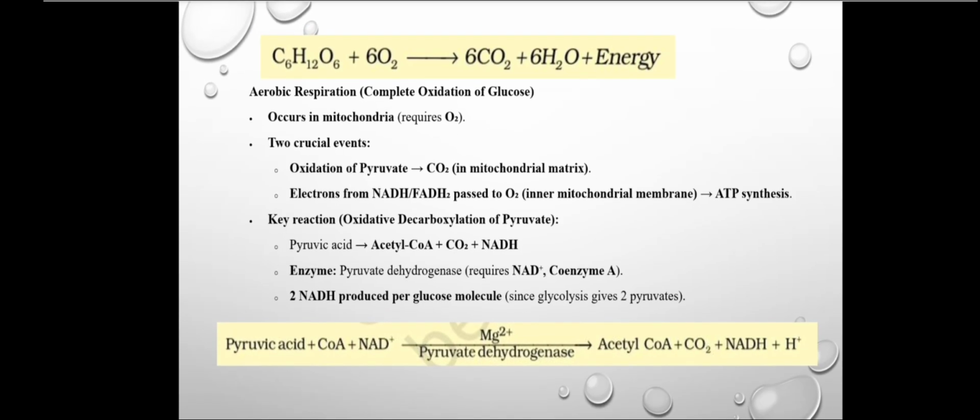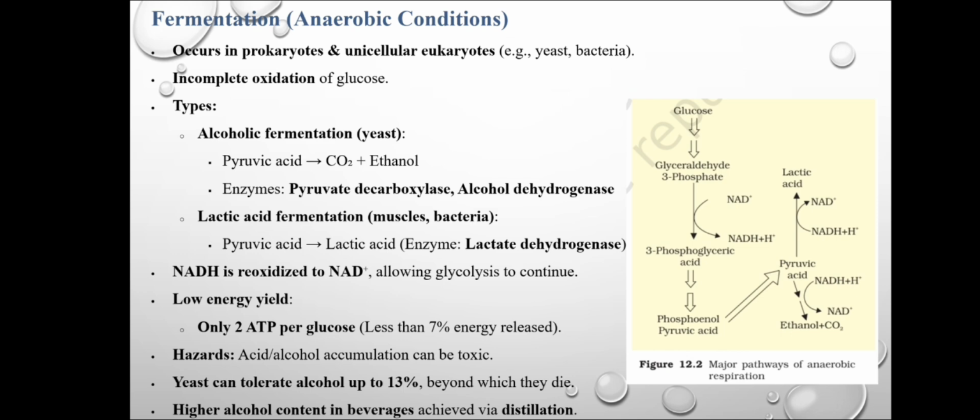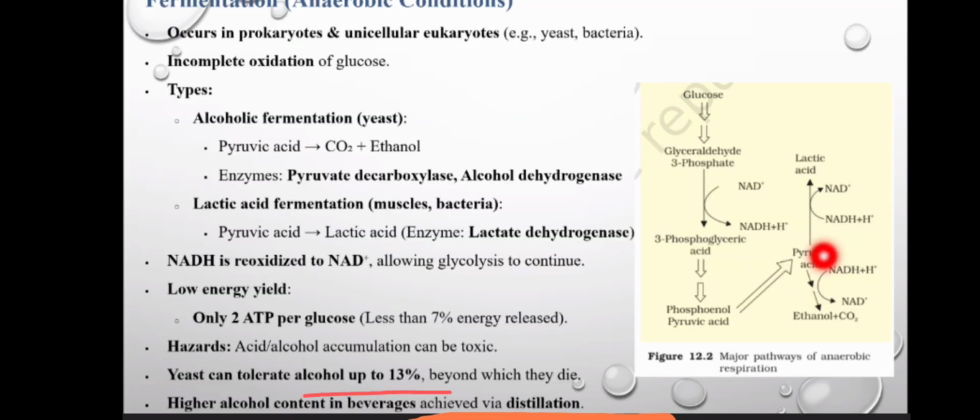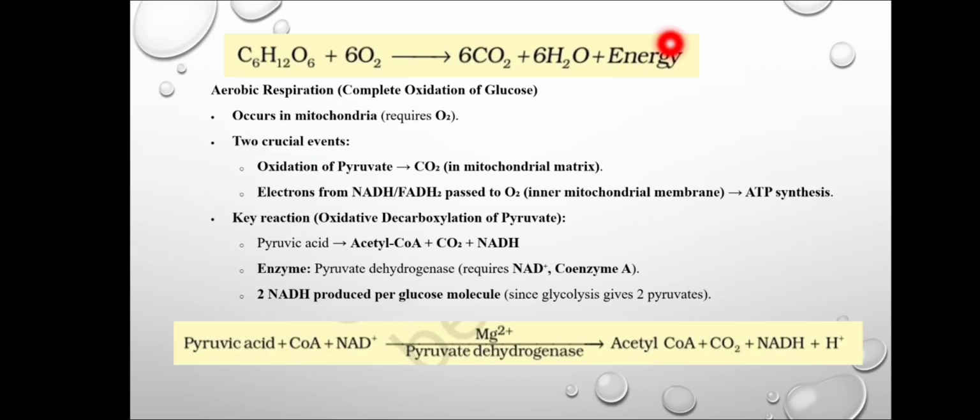And one of the examples given in NCERT is regarding the yeast, in which naturally occurring alcohol can have a maximum of 13% alcohol. If you want to increase the alcohol content, then in that case the process of distillation is done. The third fate of pyruvic acid is aerobic respiration.